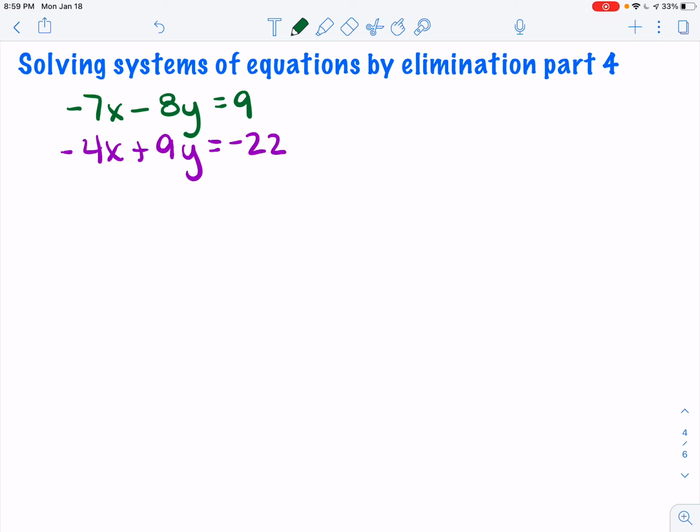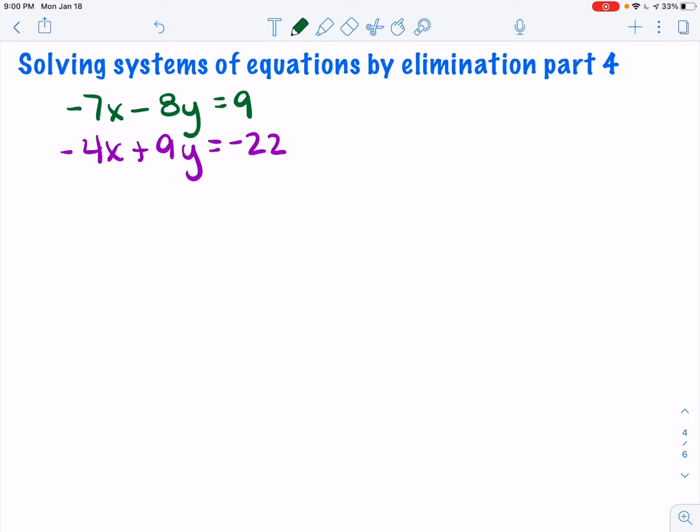So what I'm going to do is I'm going to have to multiply both my first equation and my second equation in order to get my x's or y's to eliminate. It doesn't matter whether you focus on x's or y's. I'm going to probably focus on x just because my numbers won't be quite as large. So when I look at a negative 7x and a negative 4x, I need to make one of those a positive 28x and one of those a negative 28x. I know that because the least common multiple of 7 and 4 is 28. So that's the number that I'm shooting for.